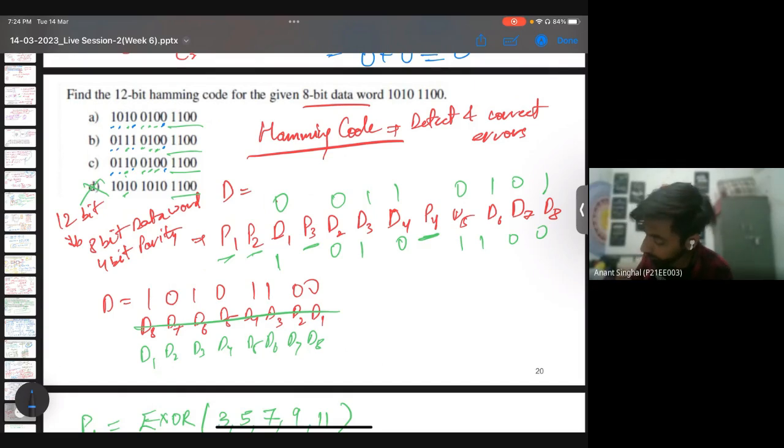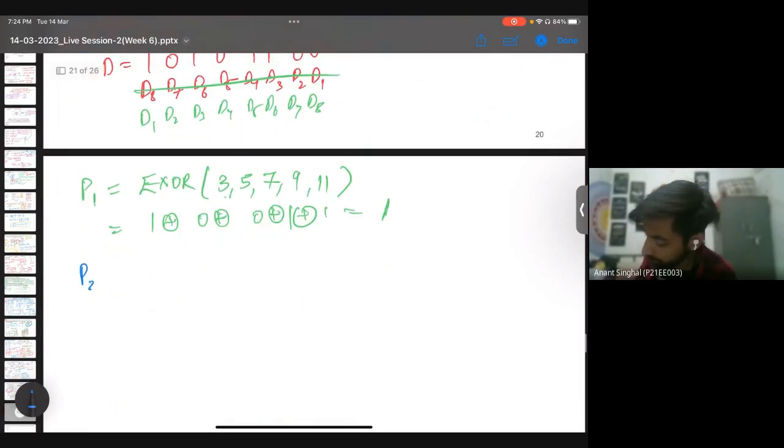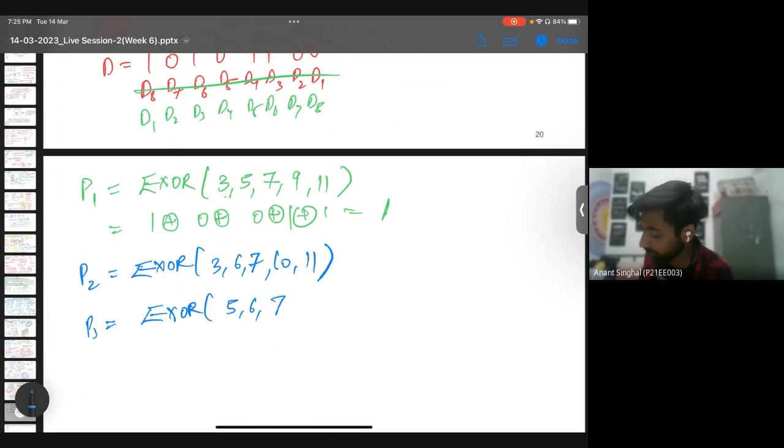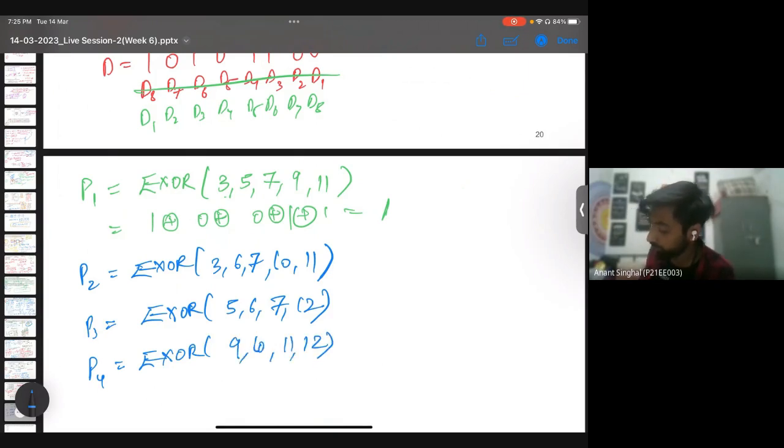So I'll write the relation for all of them. P2 is XOR of 3, 6, 7, and so on. Then P3 is XOR of 5, 6, 7, and then 12. And then P4 is XOR of 9, 10, 11, and then 12.